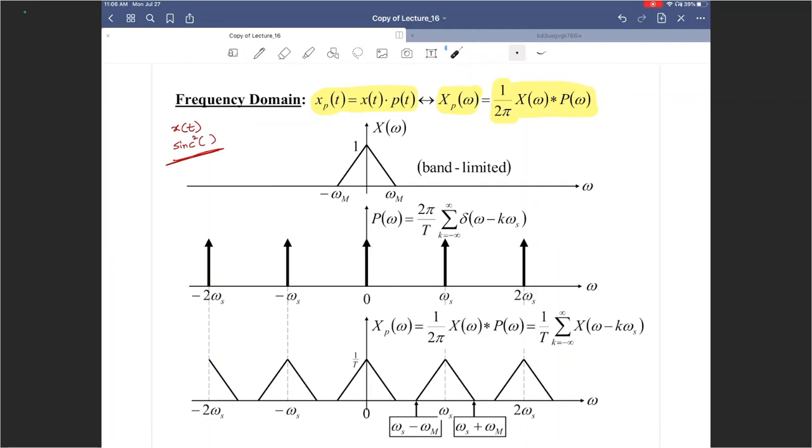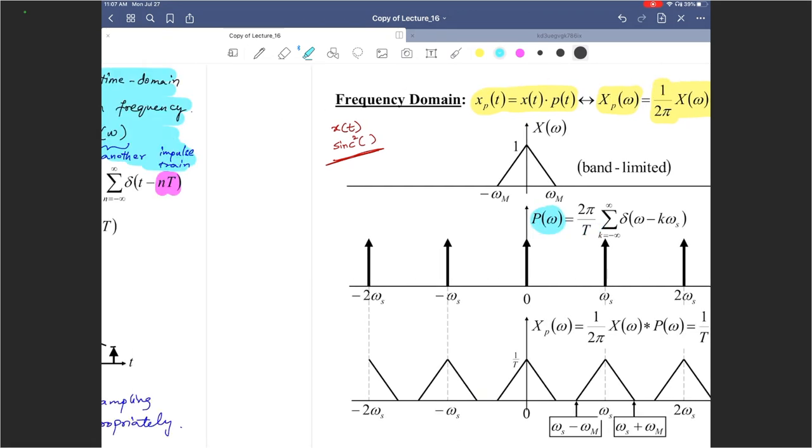Let's come back to this. So we are assuming that x of omega is some band limited signal. It is band limited to some maximum frequency omega sub m. I am trying to convolve this with an impulse train. P of omega is the Fourier transform of p of t.